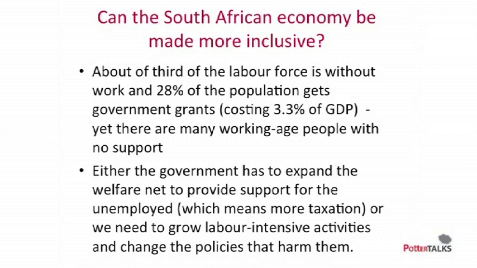28% of the population gets government grants, which is incredibly high for a developing country like us. We've got a welfare system that's unprecedented. It costs 3% of our GDP, and yet there's no support for the unemployed. You only get it if you're unemployed and you've got a disability grant. So my final point is, we either have to expand the welfare net to provide support for everybody, which means we all have to pay more tax, or we should actually grow the labor-intensive activities.